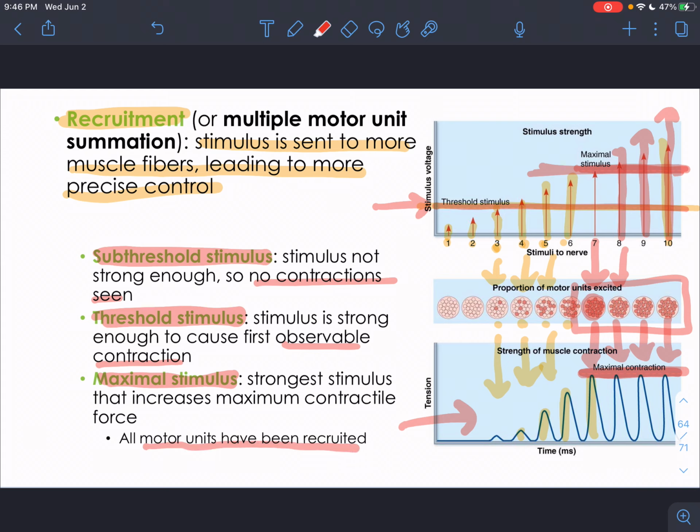Even again, if we continue to increase the strength of the stimulus beyond that maximal stimulus, we can't see a greater contractile force because we've already recruited all the muscle fibers. So we can recruit more motor units depending on the strength of our stimulus.